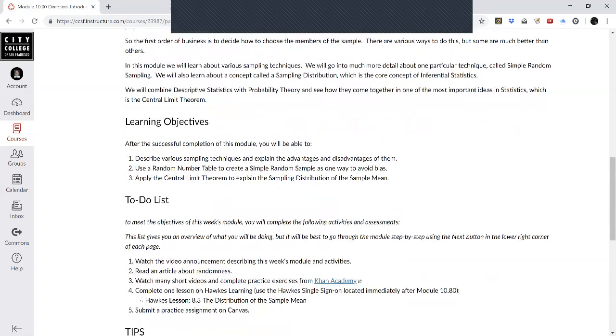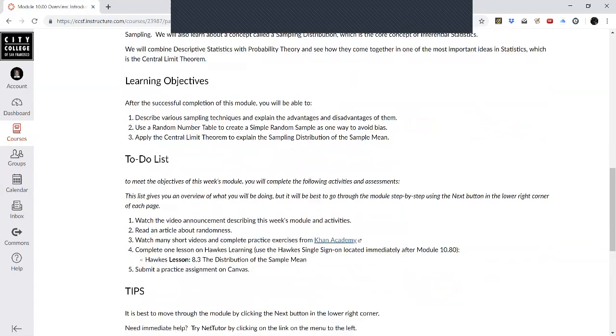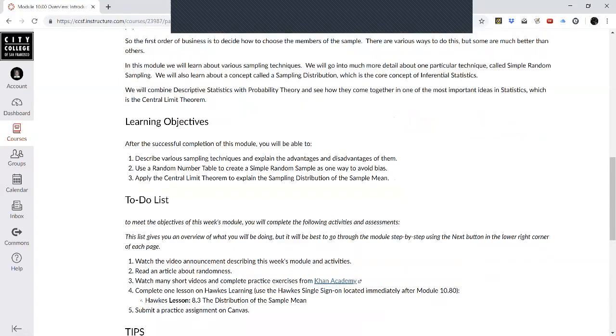The central limit theorem is one of the most important concepts in statistics. So there's going to be, as usual, a number of Khan Academy videos. There's an article that you need to read about randomness, and there's only one lesson on Hawks that you need to do for this particular module, and then you'll be submitting a practice assignment on Canvas.